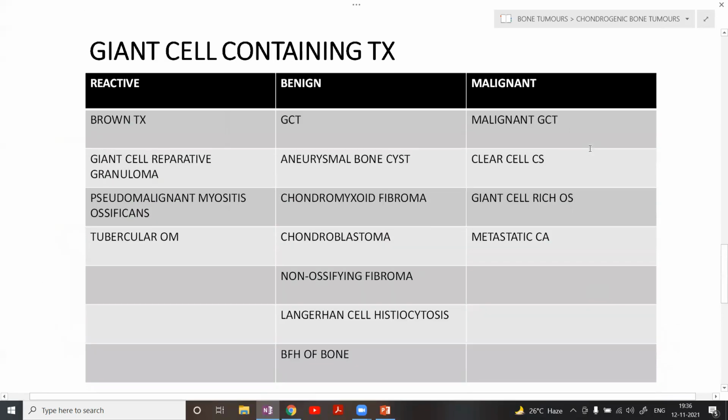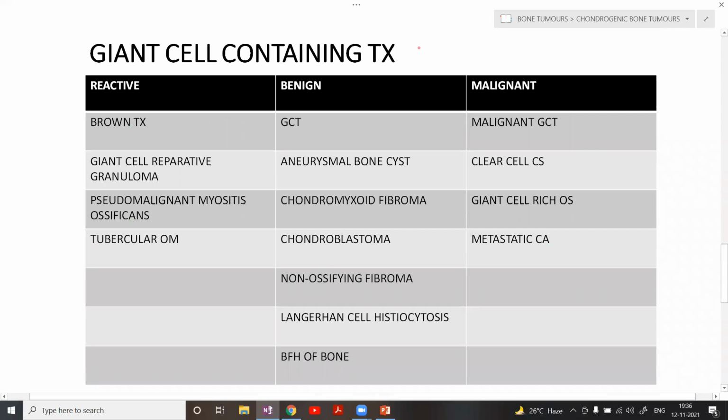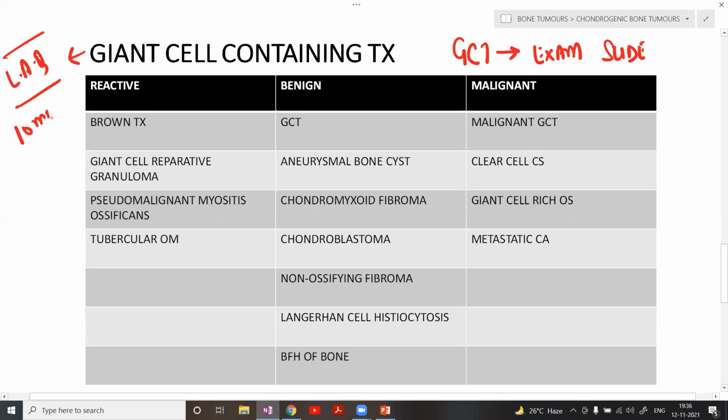This is a very important classification. It is a very important exam slide. Giant cell tumor in itself is an exam slide. Also, giant cell containing lesion is a very important long answer question in exam, wherein you get a 10-mark question to discuss the giant cell containing lesion. So what are the giant cell containing lesions? This is the number one viva question for residents.